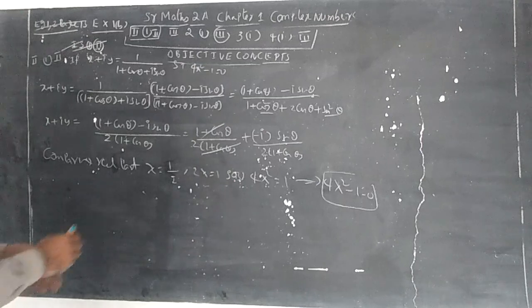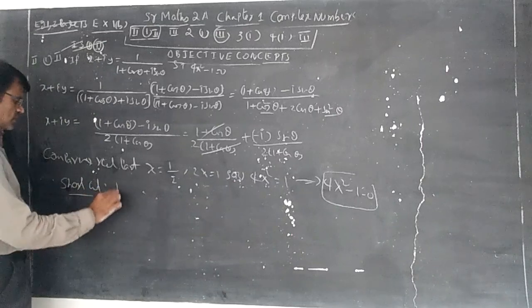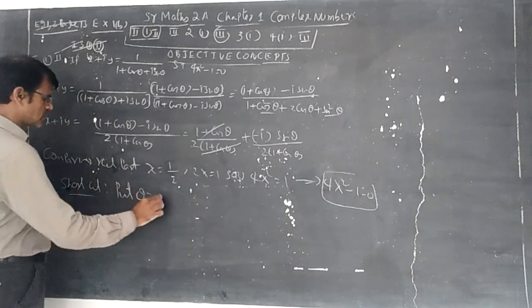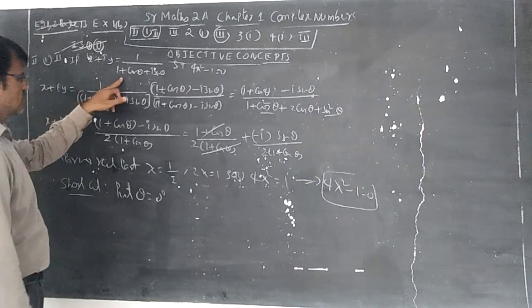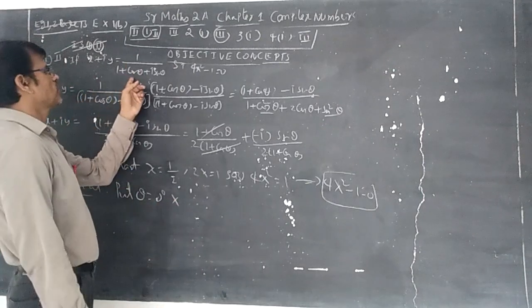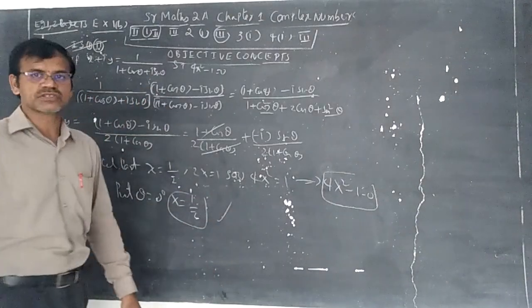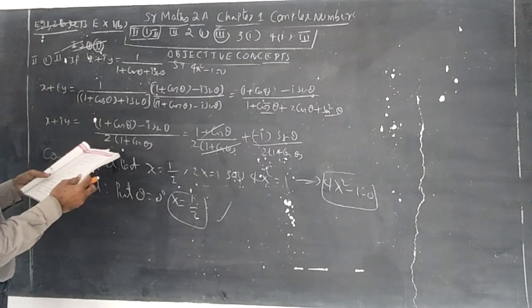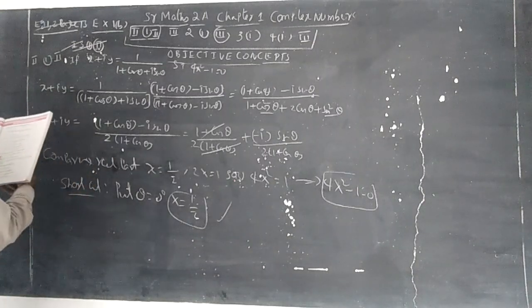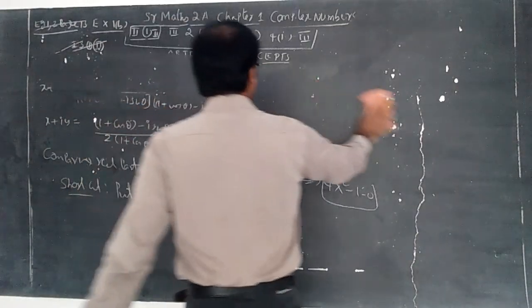In this also a shortcut is there. For this also the shortcut is to put theta equal to 0 degrees. So whenever theta is equal to 0 degrees, x becomes 1 by 1 plus 1 plus 0. Directly x is equal to 1 by 2. Immediately you can get the answer. The shortcut is theta equal to 0. Next, Roman number 2. The third question is also there. It is also an important objective concept.